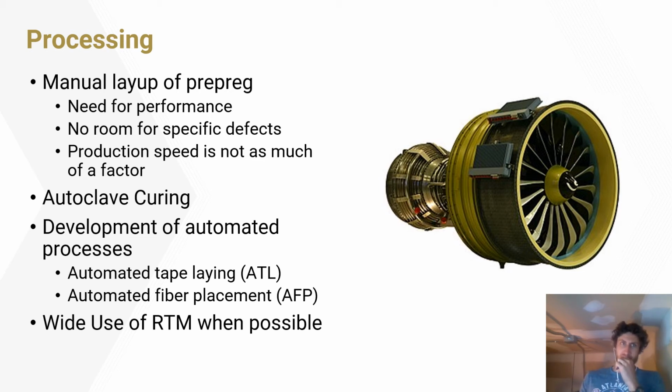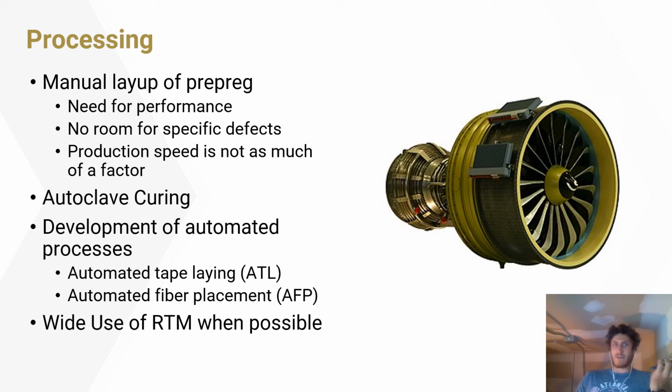So manual layup has been a preference because of, number one, the need for performance in aircraft engines. This limits the defects that would be present in large-scale manufacturing. And when you're creating components such as this, although production speed is a requirement, it's not as much of a factor because the performance of the components is much more important than the speed at which they're produced. So this manual pre-preg layup uses autoclave curing and has for going on 2 decades now. But this has been a little slow, as is noted for manual layup.